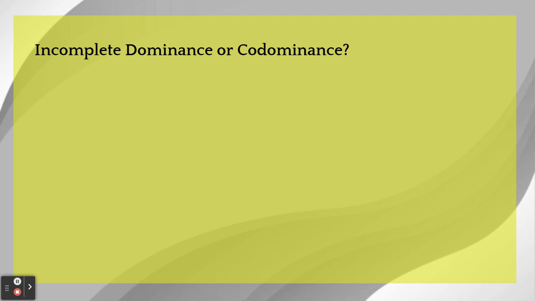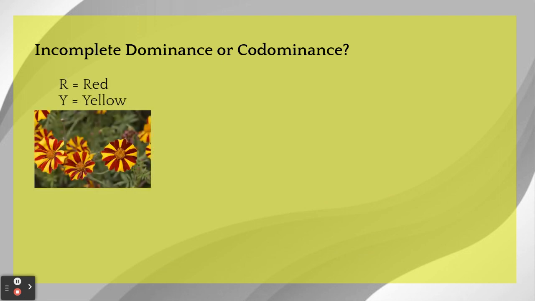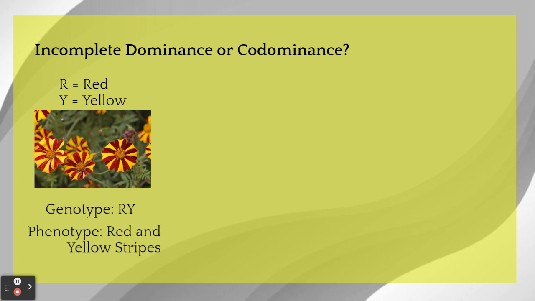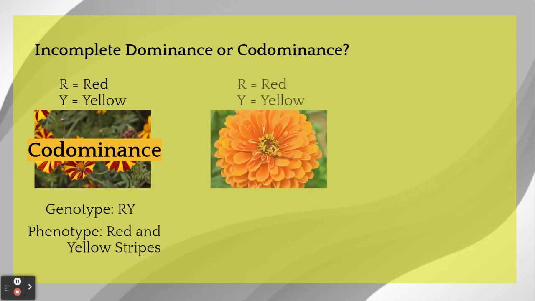All right, to wrap up this set of slides, we have a few examples just to make sure you understand the difference. So for this first example, we see some flowers. It looks like these are heterozygous flowers. They have the R allele, they have the Y allele. And if that is the case, they're going to have the stripes, and that would make this codominance. So both of the alleles are showing because they're both dominant. So they're like co-captains. They're working together and creating that striped pattern.